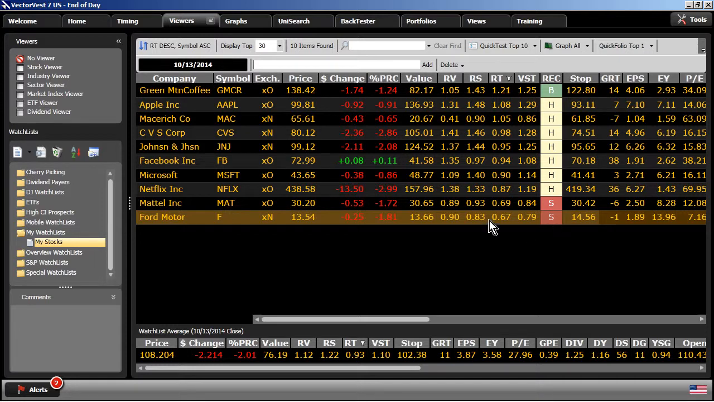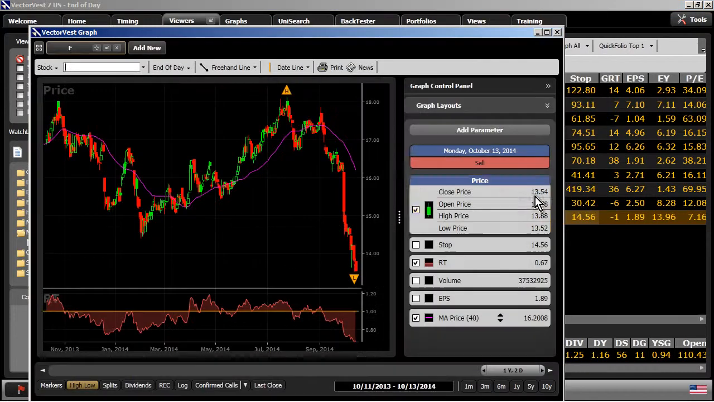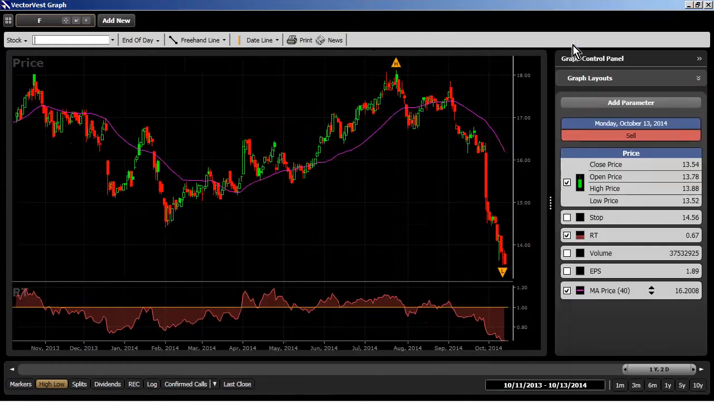So let's right-click on it, and I'm going to go to this button here, View Stock Graph. And that loads a graph for me. I'm just going to maximize it here. All right, here we are looking at our default graph, and it's got 3 components. 2 of those components are right up here at the top of the graph, and 1 appears down here at the bottom. In the upper portion, we show the price as candlesticks, and we also have a 40-day moving average running through it. Down here in the lower portion, we have RT.